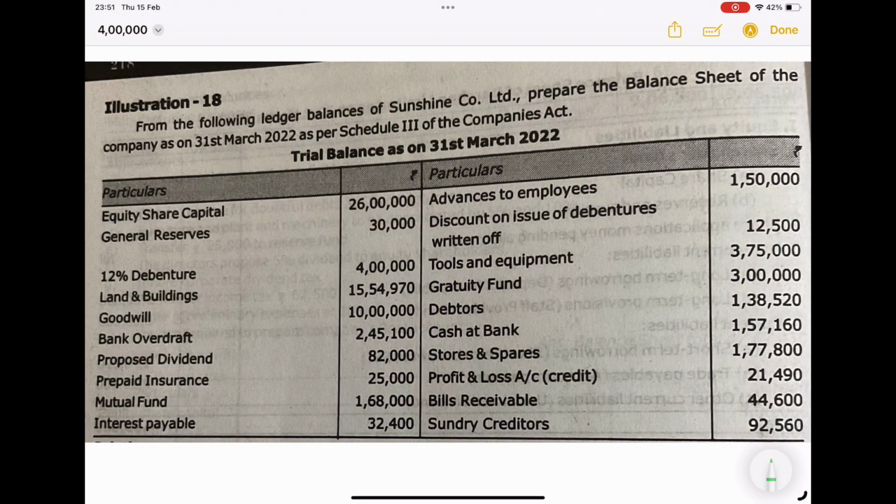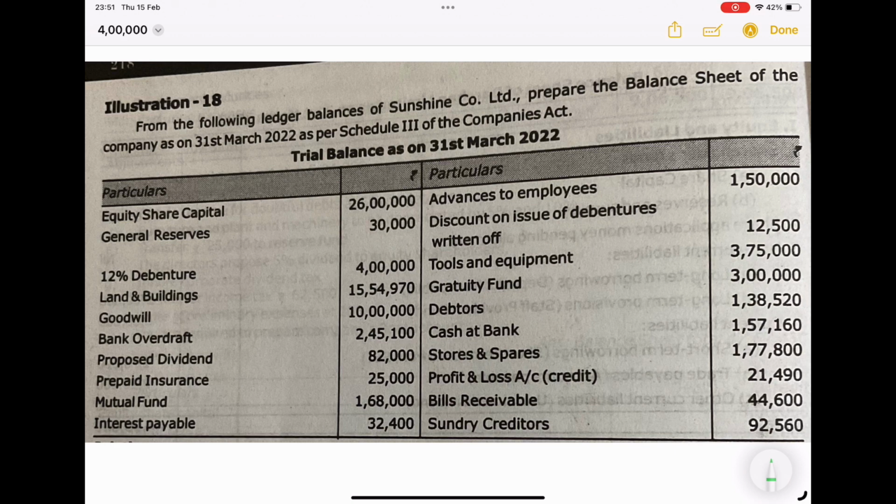Hello everyone, in this video we are going to solve a basic and very simple problem under balance sheet in corporate accounting, final accounts chapter. Here the question is very simple. Without any adjustments we are going to solve.